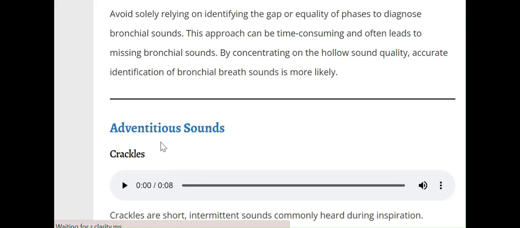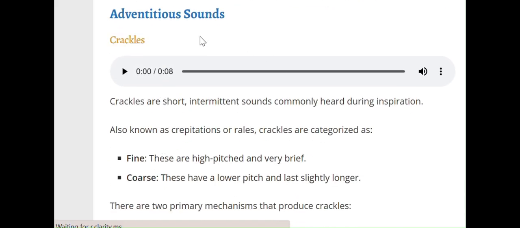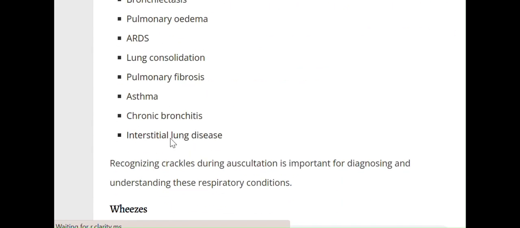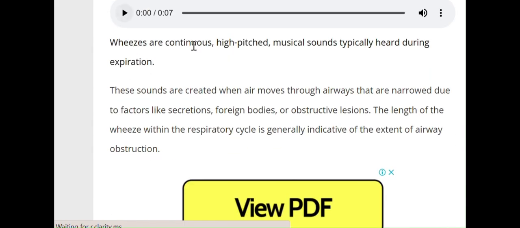And again, adventitious breath sounds like crackles. Finally, wheezes.